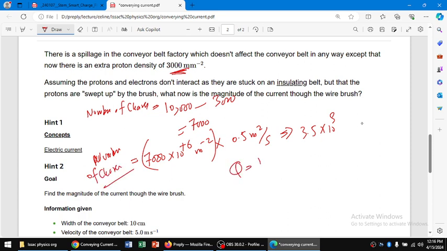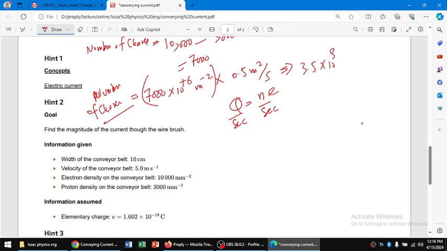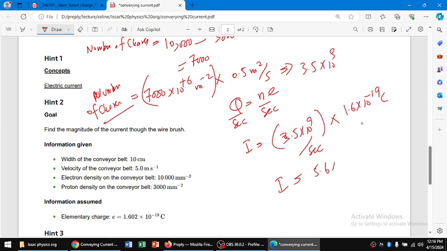So we apply Q is equal to NE, charge per second equal to number of charges per second, so that is the current I. So number of charges are now 3.5 into 10 to the power 9 per second, and we multiply with the electronic charge 1.6 into 10 power minus 19 coulomb. So we get current that is equal to 5.6 into 10 power minus 10 ampere. Okay, so this is the part B answer.